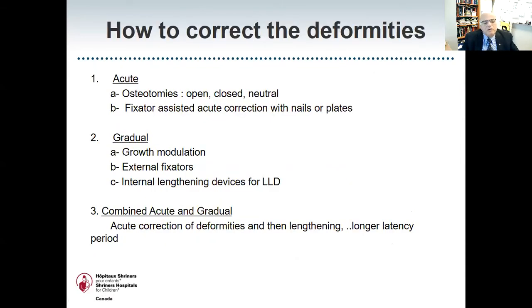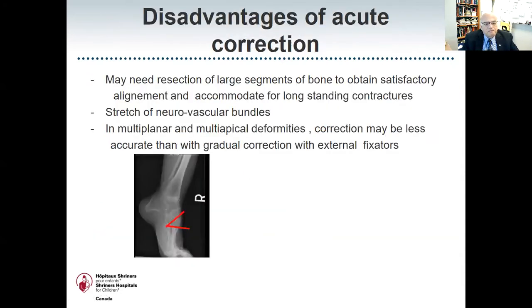Next thing now, before we go into the example, how to correct these deformities. Well, you have several options. Can be corrected acutely by osteotomies or by fixator-assisted acute correction with nails and plates. Gradual correction, growth modulation, if the patient is clinically mature, external fixators. Also, there are some indications for this. And this is the internal lengthening device that can be used for correction of deformity acutely and then lengthening. And then you can have a combination of acute and gradual correction.